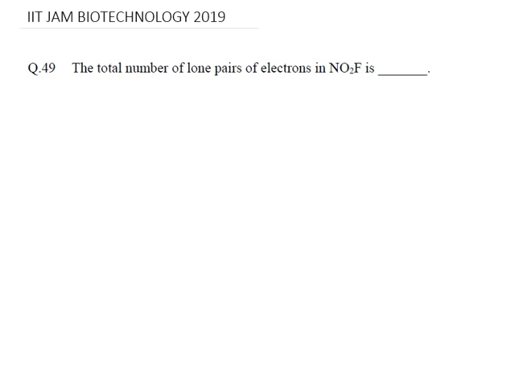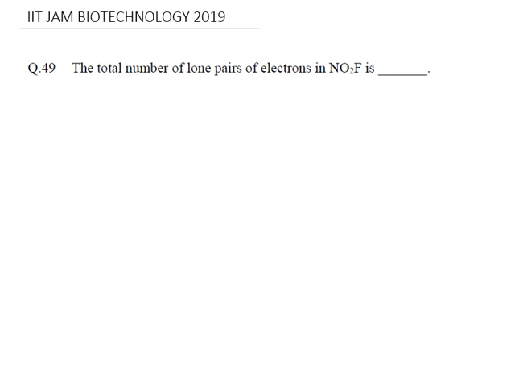Today we are going to solve one question from IIT JAM Biotechnology 2019. As we know that JAM is one of the most important examinations in our country for those students who want to join IITs to pursue their master's degree courses. For biotechnology, we cover all the four topics: biology, physics, chemistry and mathematics.